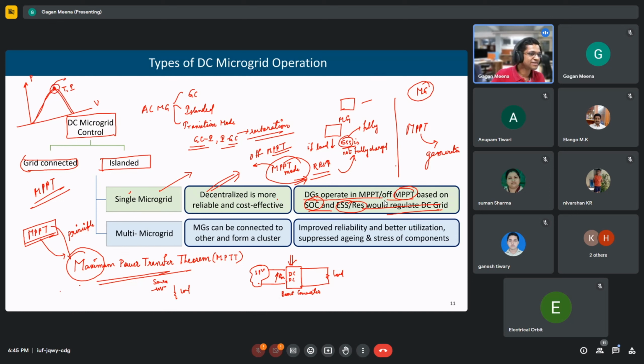So it's the work of that converter to maintain this point. If the irradiance level changes, the curve shifts, then this point has to shift to here. So again the converter has to change its switching pattern to ensure this. Similarly with temperature also. If anything changes, the converter has to ensure this point of operation. Is this clear?